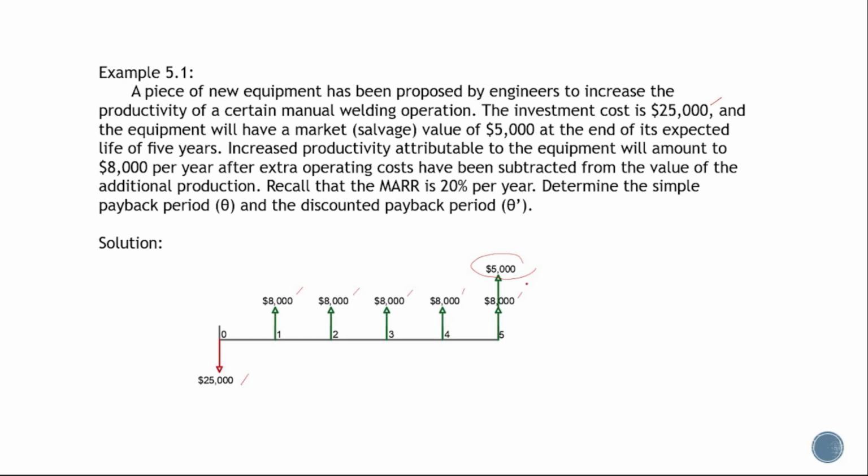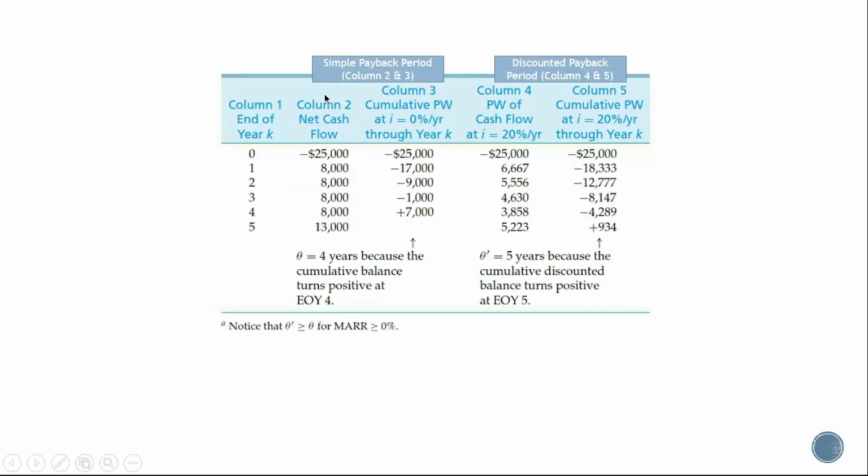So, paano ba natin i-determine yung simple payback period and i-compare din natin yung discounted payback period niya. Gumawa lang tayo ng table dito. Dito sa first column indicating that the year, year end of each year. At time 0, meron tayong cash flow na negative $25,000 since ito yung investment cost natin at present time.